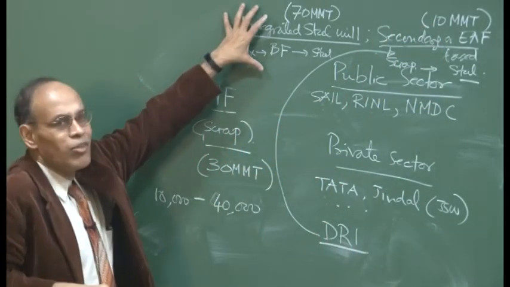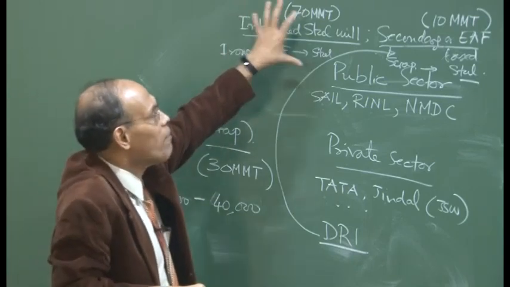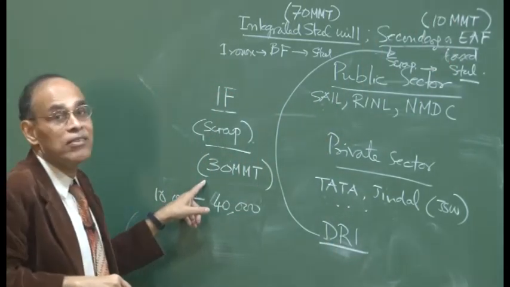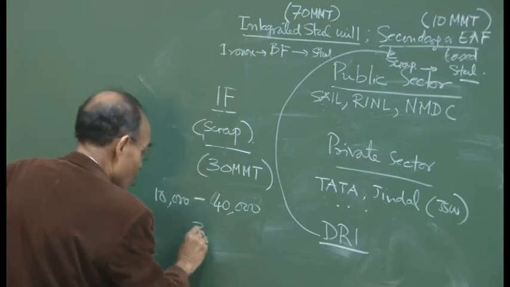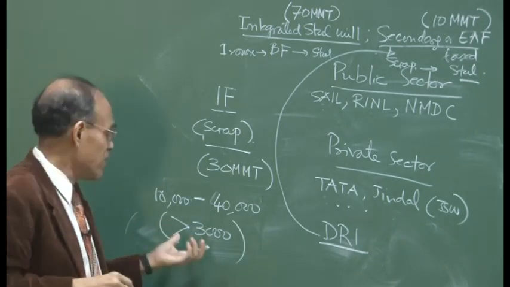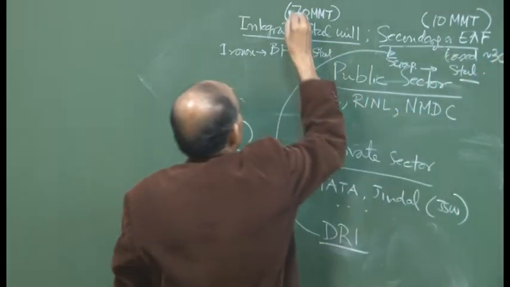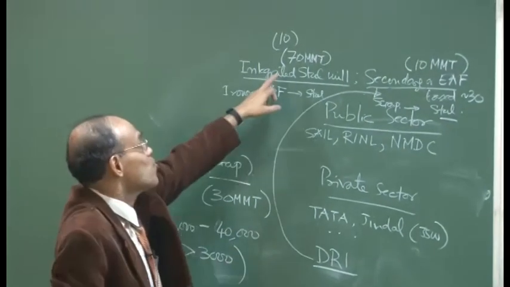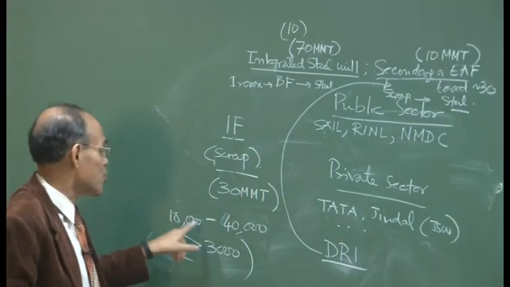You have about 10 such integrated steel mills in India. Okay. You have about 30 such special steel plants, and the number you can imagine, here it is more than 3000 such units. These records are there in the Ministry of Steel: more than 3000 units, around 30 units here, and maybe approximately 10 units there. 10 units producing 70 million ton, 30 units producing 10 million ton, and more than 3000 units producing about the rest.